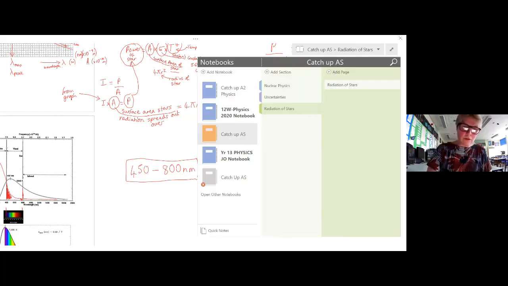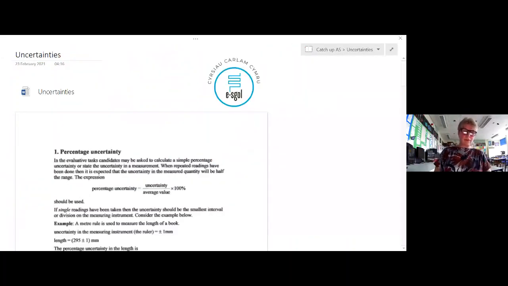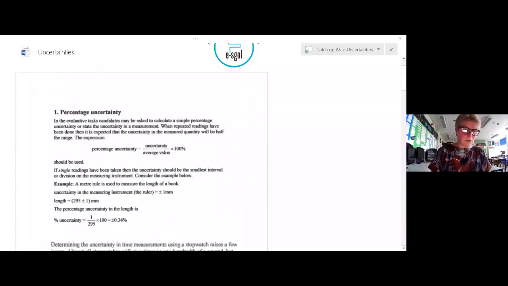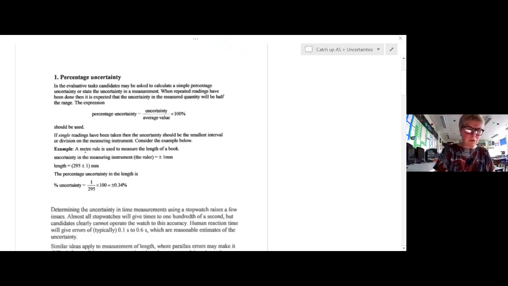Okay, right, now we're going to go on to uncertainties. Uncertainties is something that we do with any kind of measurements. If we have one measurement, then the uncertainty tends to be, for example, a meter rule used to measure the length of a book, then our ruler can read to the nearest millimeter, so we say that the resolution of that ruler is 1 millimeter. We say that the absolute uncertainty is 1 millimeter.